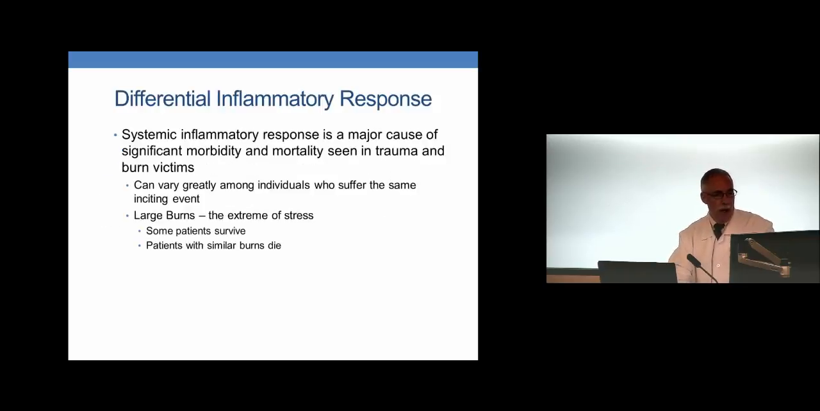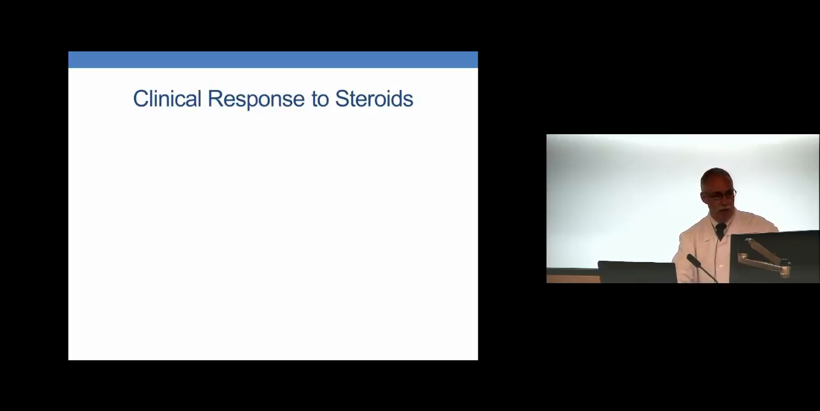The question I've had for many years is why is there such a different response to inflammation? Think of two brothers with the same burn. One does extremely well. One gets sick, is septic, doesn't take a skin graft, and ends up dying. We can never figure out why one does well and one doesn't. We deal with the most severe stress, so it's a good area for investigation.